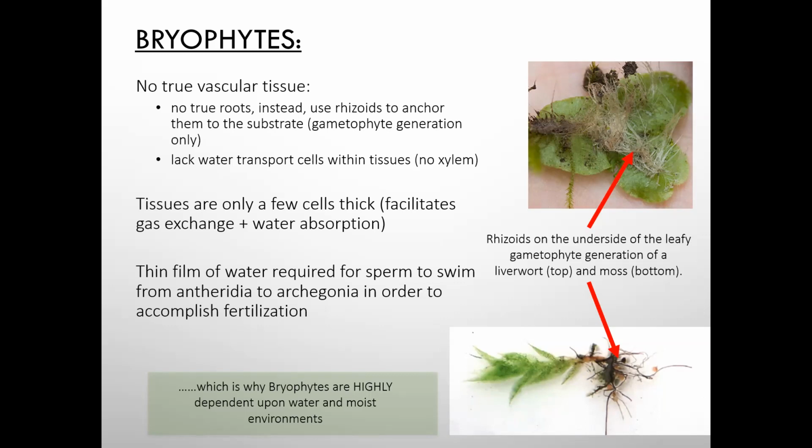And also a thin film of water is required for the sperm of bryophytes to swim from antheridia, or the male reproductive structures, to archegonia, or the female reproductive structures, in order to accomplish fertilization. And all these are reasons why bryophytes are highly dependent on water and moist conditions.